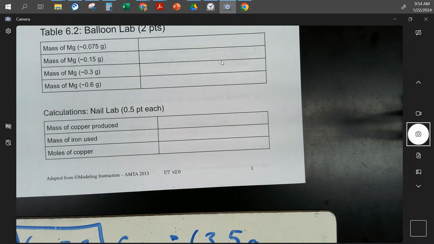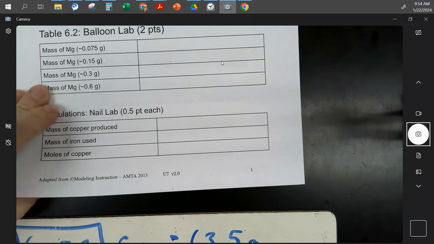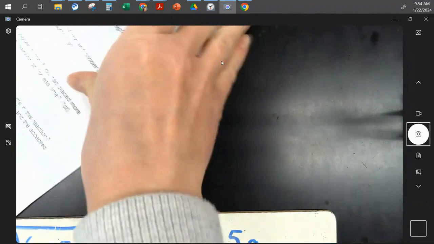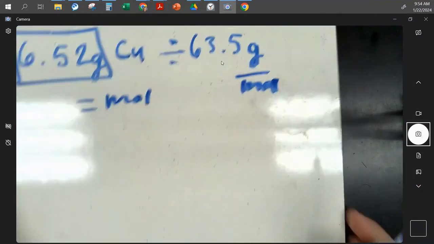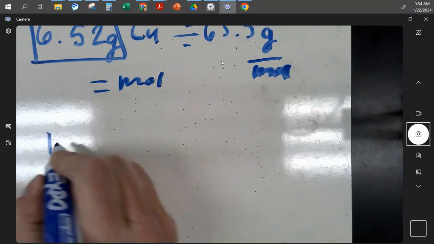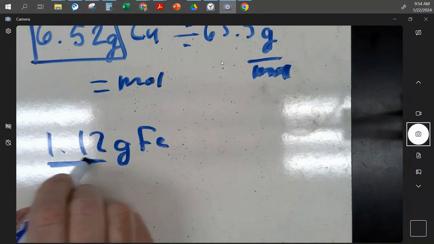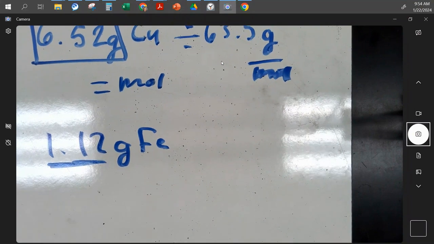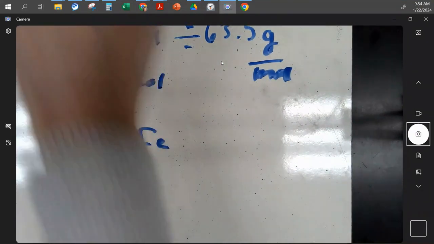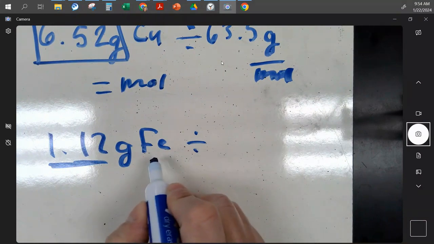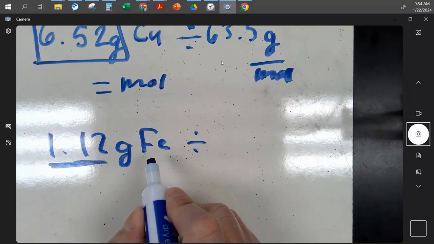Did you find the mass of the iron you used? Okay, so mass of the iron you used, let's make up a number. How much iron did you use? 1.12 grams of iron. So you should use your number, not this number. So find the moles of iron. Again, find the molar mass of iron.